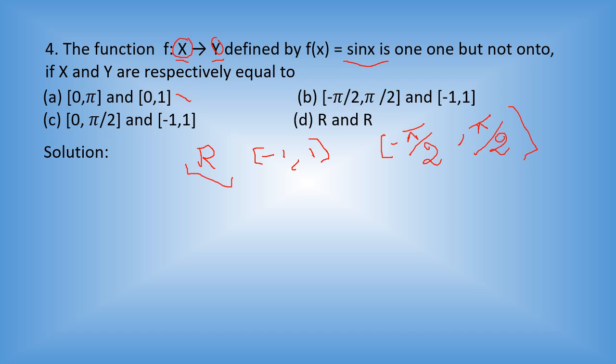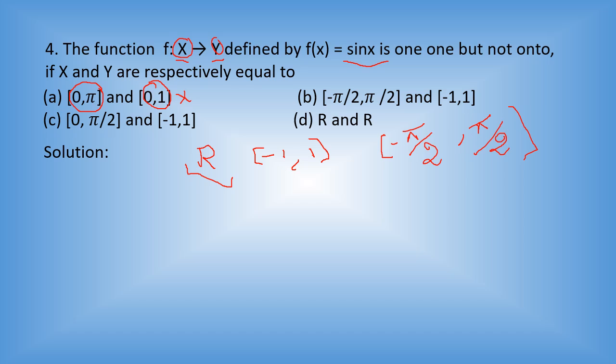The first one is not the option here because of the closed interval 0 to pi and here 0 to 1. If I consider this interval 0 to pi, this is not one-one because the range is 0 to 1 here. We cannot get all the values here itself. Therefore, this is not one-one. Therefore, this is not the option here.